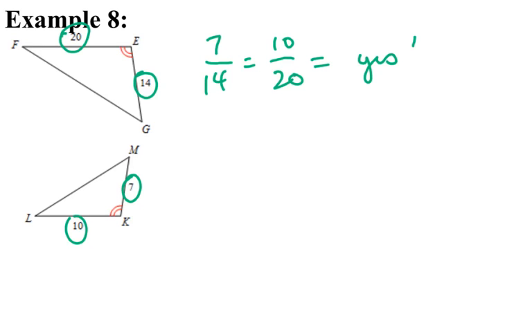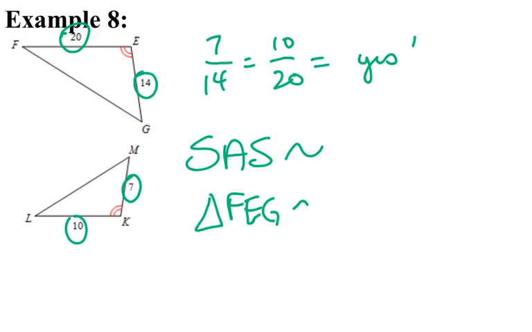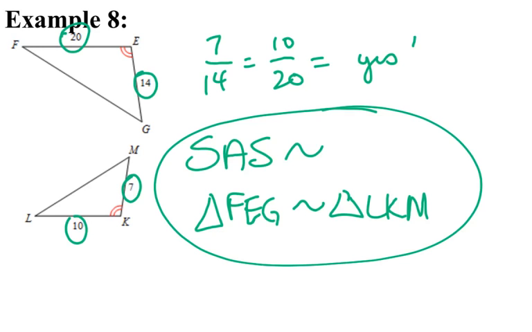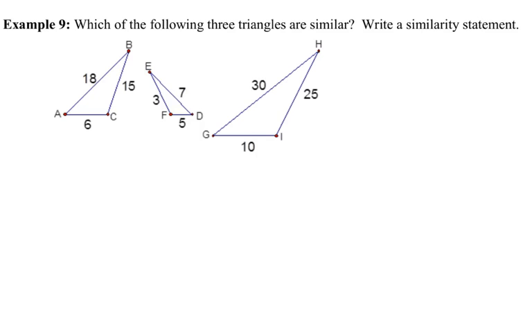Yes. And so because of that, we've got a side, an angle, and a side that are proportional. Well, the angle is congruent, the sides are proportional. And so we can say that triangle FEG is similar to triangle LKM because of side-angle-side similarity. Okay, in example 9, which of the following three triangles are similar? So if we call this triangle A, triangle B, triangle C, which of those three are similar?